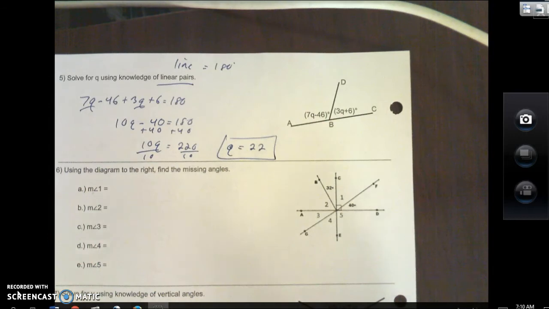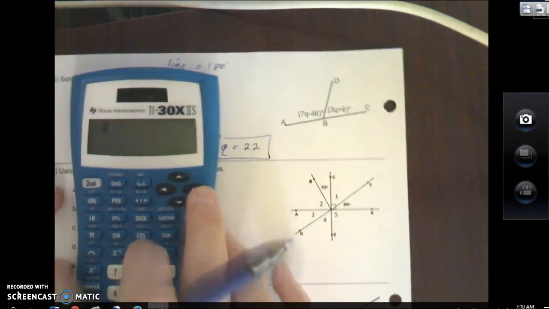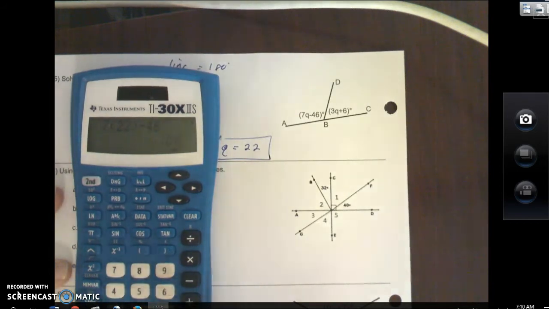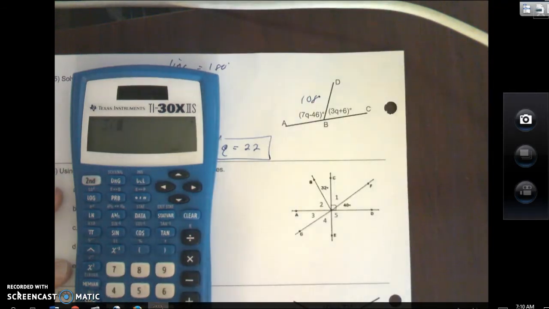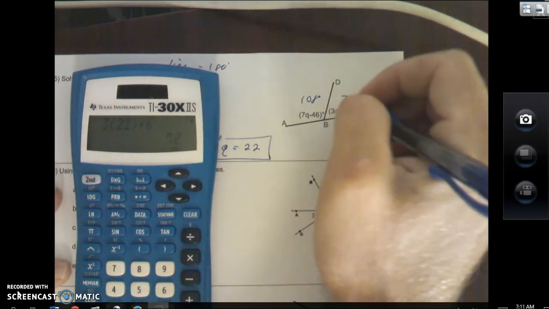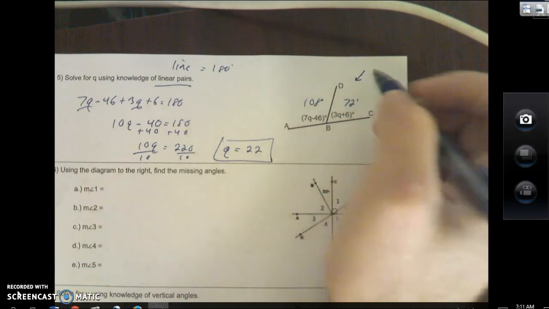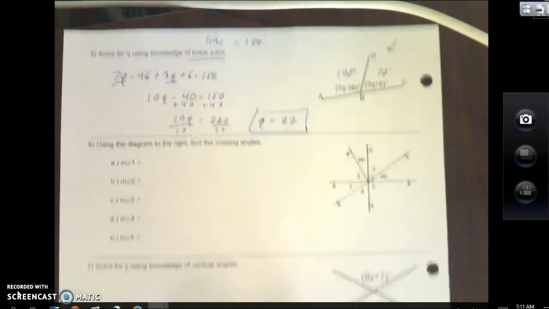Cool. If you had the time, if you wanted to plug it back in, you could do so, but you don't have to. If you did that, though, what it would do is tell you if your answer is right or not. So 7 times 22 minus 46, 108. And then 3 times 22 plus 6 is 72. I know I'm right because 108 plus 72 is 180. I would recommend checking only if you have time for it, okay? Because remember, you have to get this all done in one period.